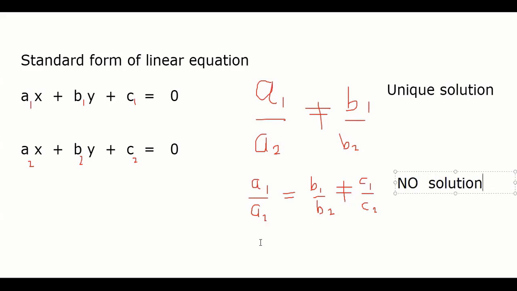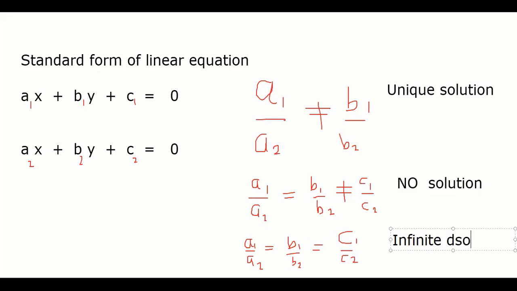Everybody write down. And the last case कि तीनों equal हैं: a1 by a2 equal to b1 by b2 equal to c1 by c2. Infinite, sir. Correct. We'll solve some questions on this. मतलब सारे ratios equal हैं, मतलब obviously line एक के ऊपर एक, right? That is infinite. सारे ratios equal हैं, मतलब infinite solution. That is how you solve, by only the ratios.